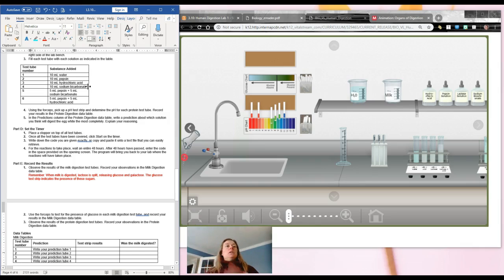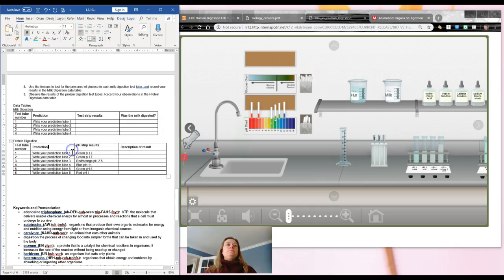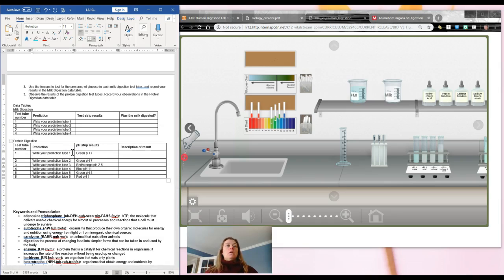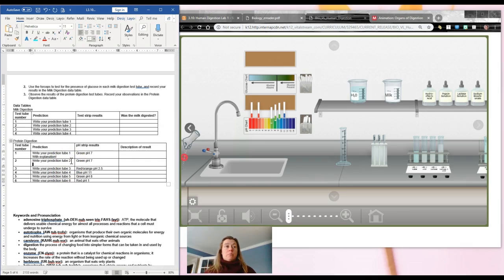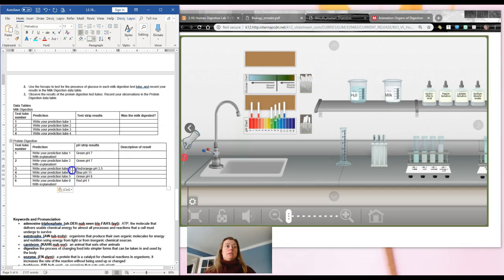C5. Explain your reasoning. So make sure that you put that in your prediction. In fact, you could say, with explanation. Don't forget to add an explanation. In other words, why do you say that? One good thing you might want to put in there is the color that you've seen on the test tube strip. And what does that mean? So keep that in mind.